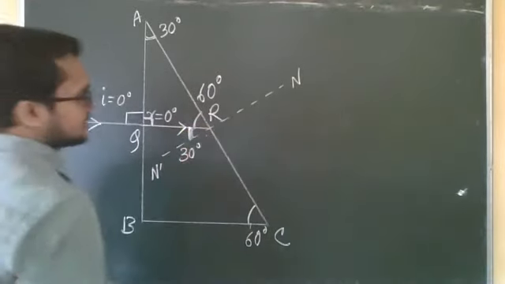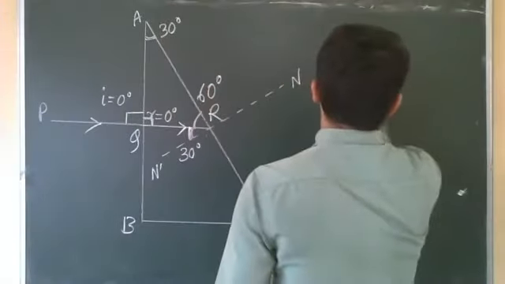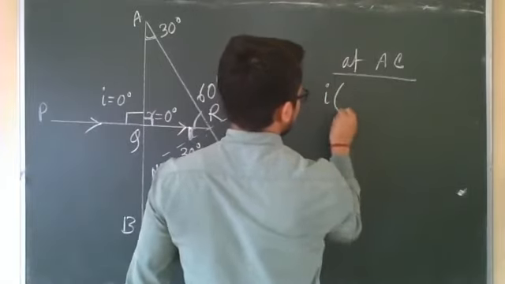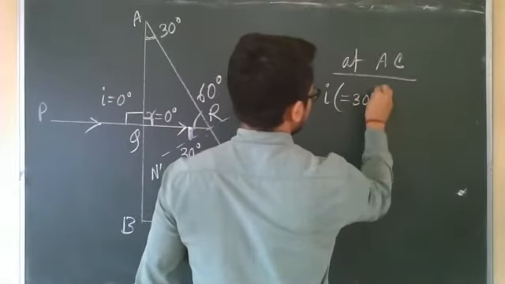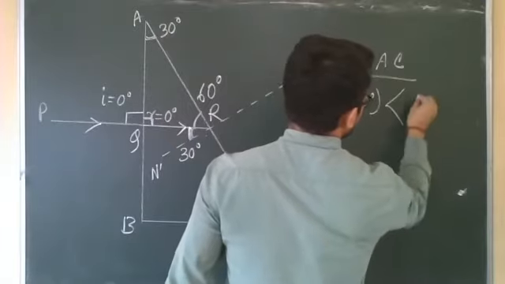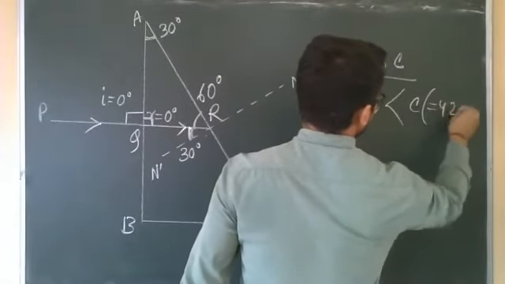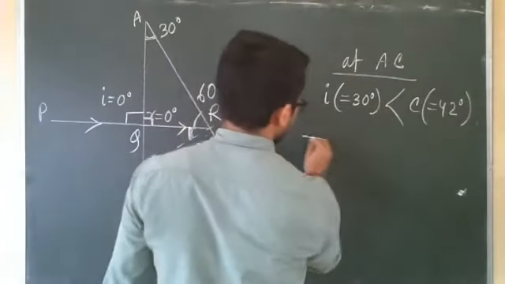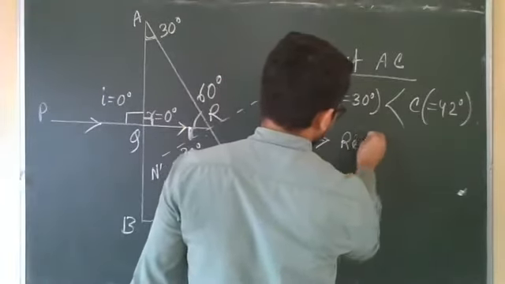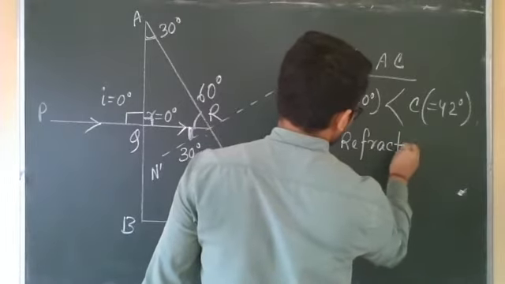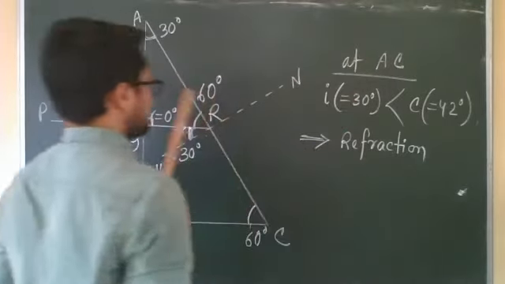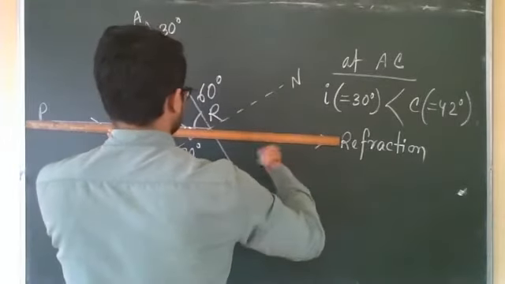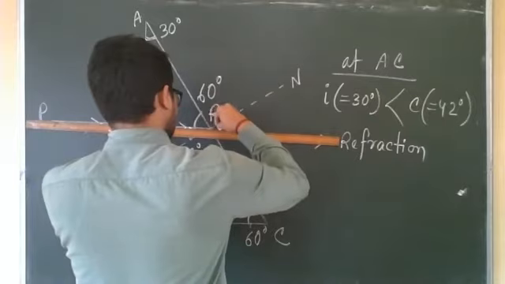So at AC, angle of incidence I is equal to 30 degree, which is less than the critical angle, that is 42 degree. So this condition means which phenomenon? Refraction. That means light will enter into air medium. So this is our actual path, right?